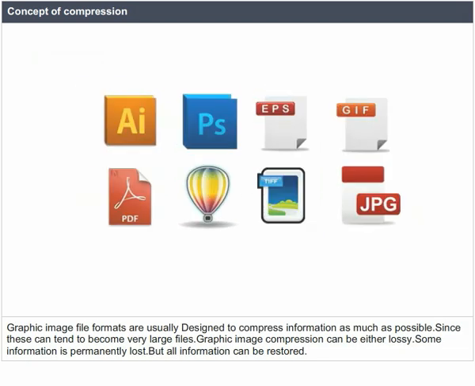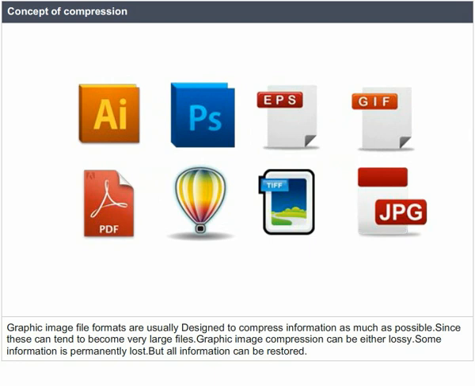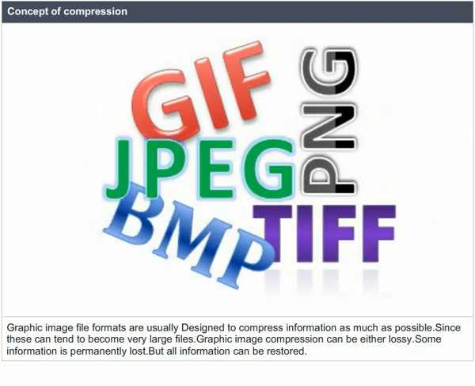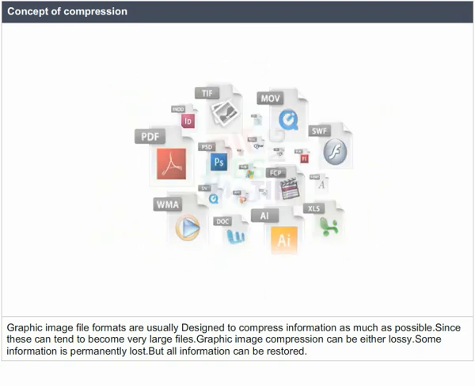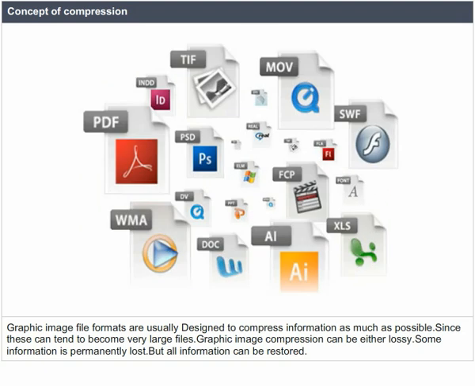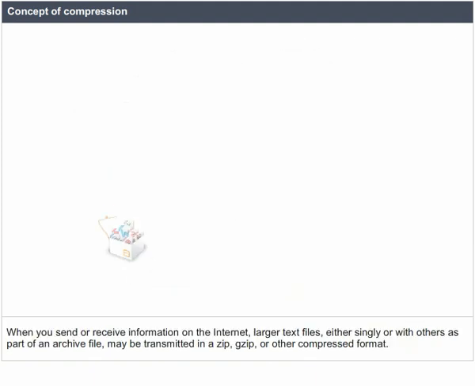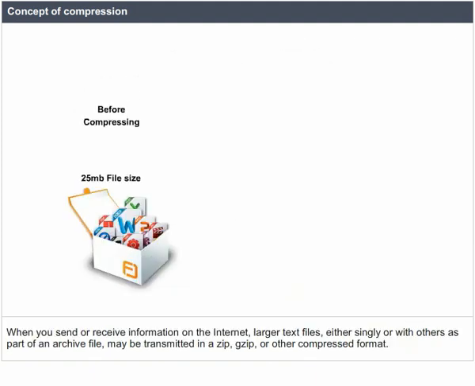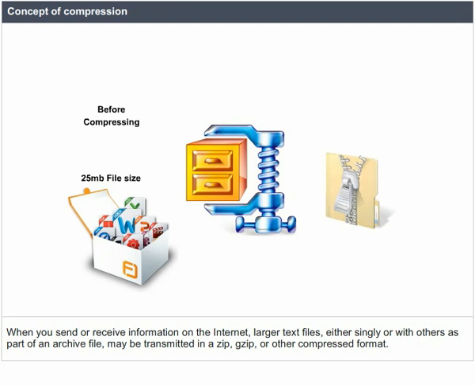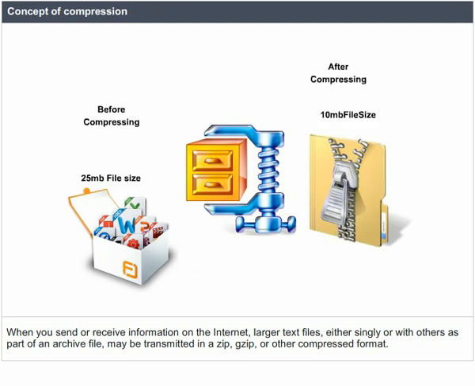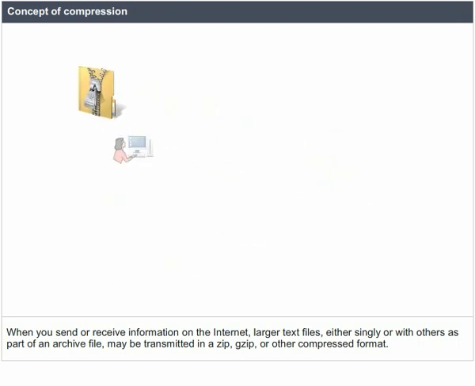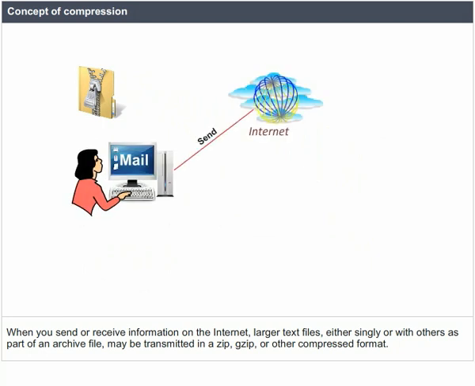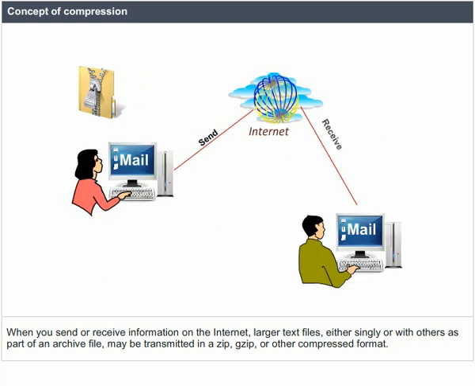Graphic image file formats are usually designed to compress information as much as possible, since these can tend to become very large files. Graphic image compression can be either lossy or lossless. With lossless compression, some information is permanently lost in lossy, but in lossless all information can be restored. When you send or receive information on the internet, larger text files, either singly or with others as part of an archive file, may be transmitted in a zip, gzip, or other compressed formats.